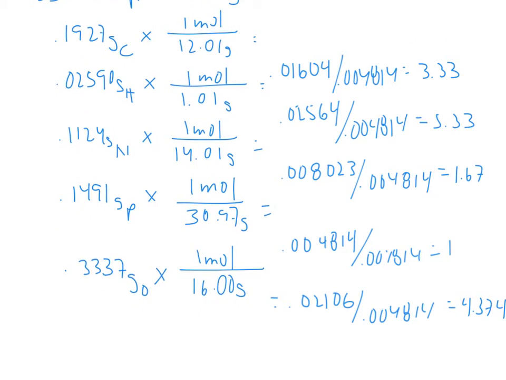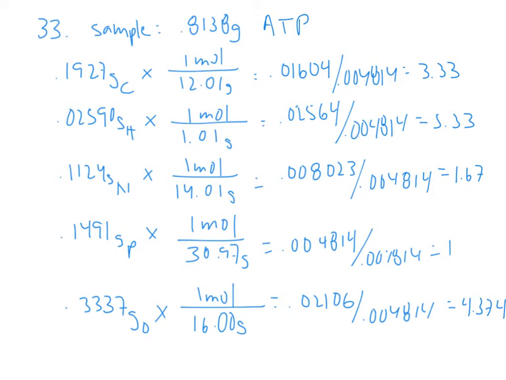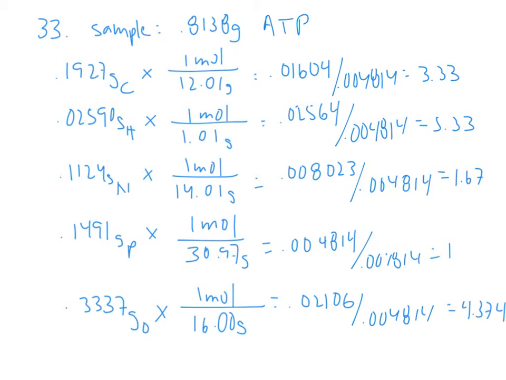So now when I rewrite this, I'm going to go ahead and, oh, that's very funny that it's not taking my whole thing at once. I really have C 3.33, H 5.33, N 1.67, P 1, and O 4.33. So I need to multiply this whole thing by 3 to get my empirical formula.